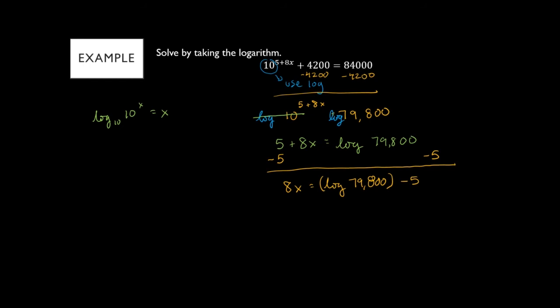If it's helpful for you to not get confused there, you could do the log of 79,800 right away so that you don't get confused. So instead of writing that log, I can do that on the calculator and then round it to, let's use 5 decimal places again.